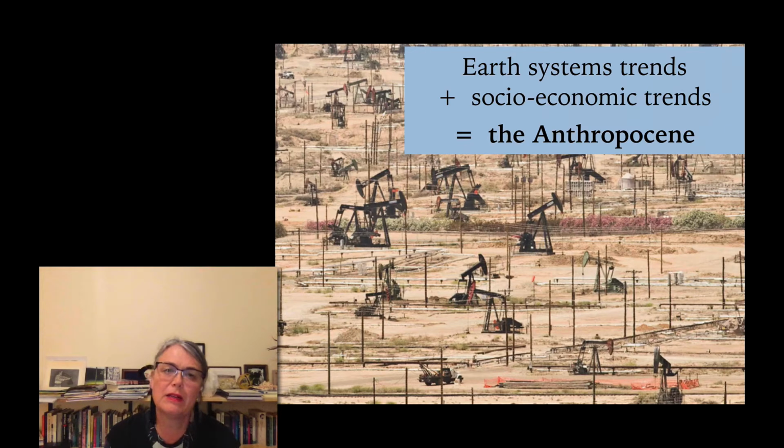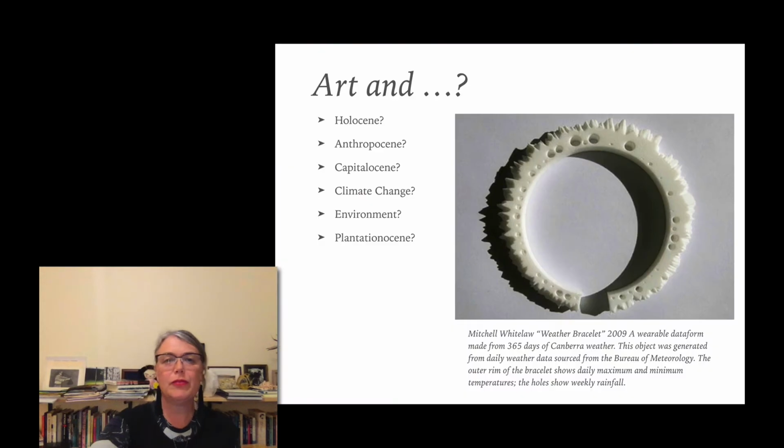And what I've been talking about throughout this subject is the way that contemporary art engages with and helps us to think about the present, and the present is the Anthropocene. So we've thought about things like this. I've talked about Mitchell Whitelaw's bracelet, and we've thought about art and the Holocene, art and the Anthropocene, art and climate change, the environment, the capitalocene, this idea that art is always engaged with capital and economics, or the plantationocene, that art is engaged with histories of slavery, histories of control, and also histories of crop growing and food.